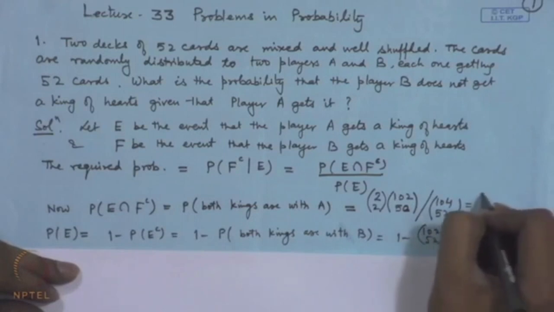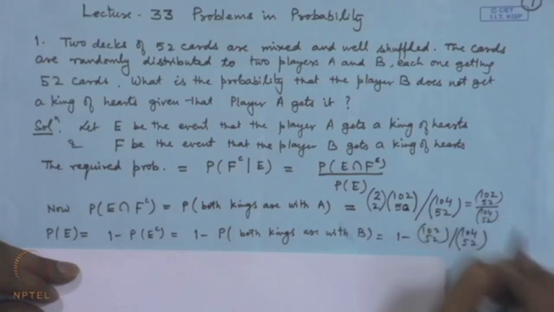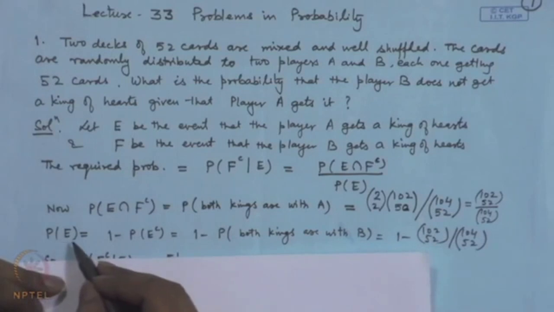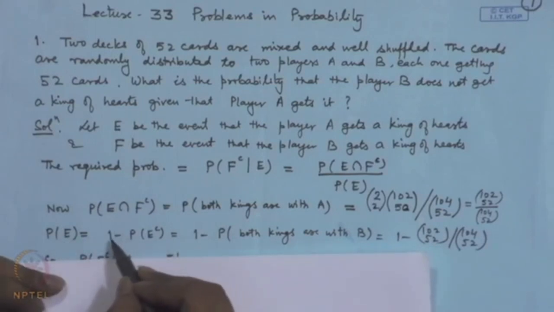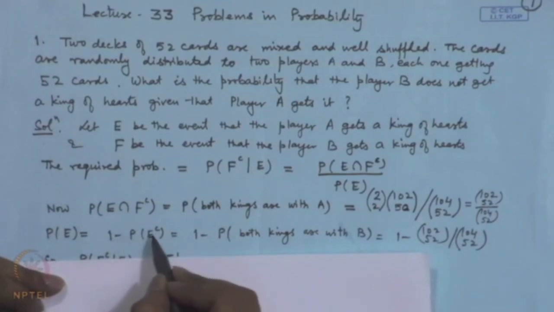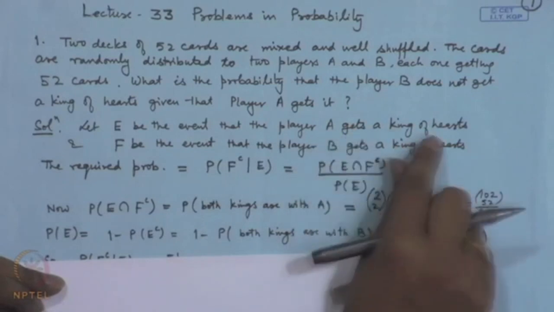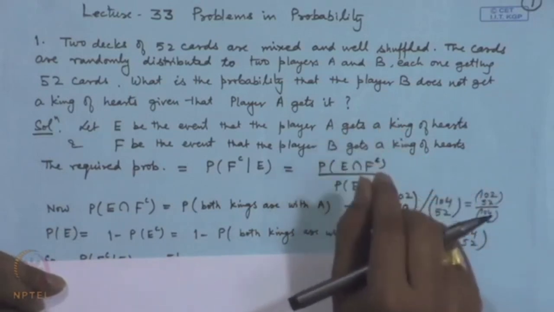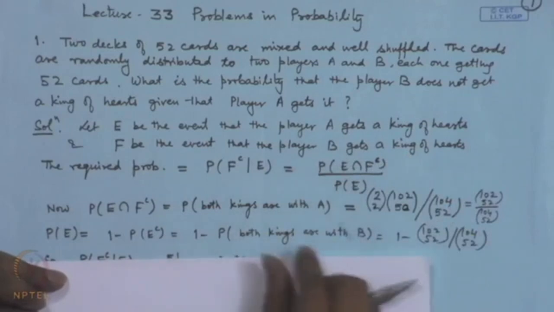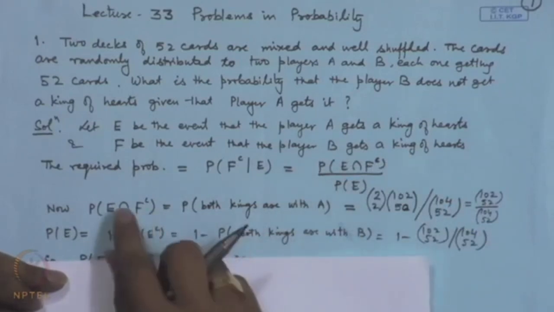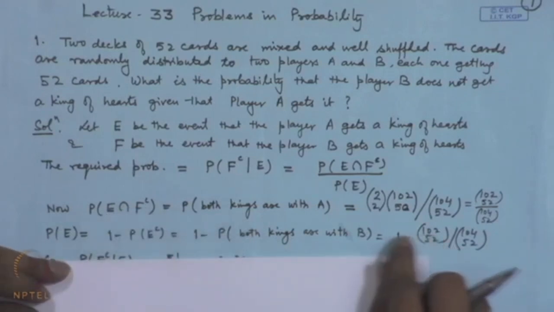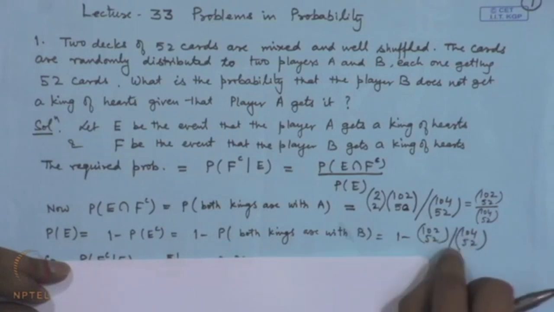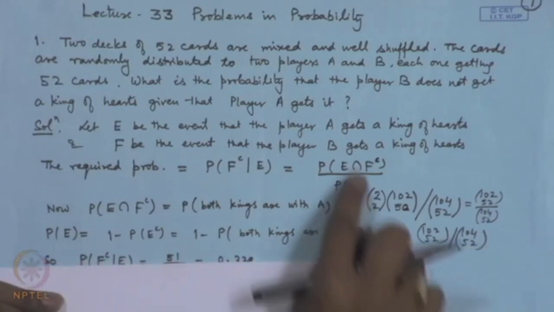So this is also equal to 102C52 divided by 104C52. Now, what is the probability of E? Again, we can write it as 1 minus the probability of E complement. What is E complement? E complement means that A does not get a king of hearts. It is the same as B not getting a king of hearts, because there is nothing to distinguish between A and B. Both have symmetric behavior here. Since this probability is already calculated, the probability of E complement is the same as the probability of E intersection F complement. That means it will become 1 minus 102C52 divided by 104C52.